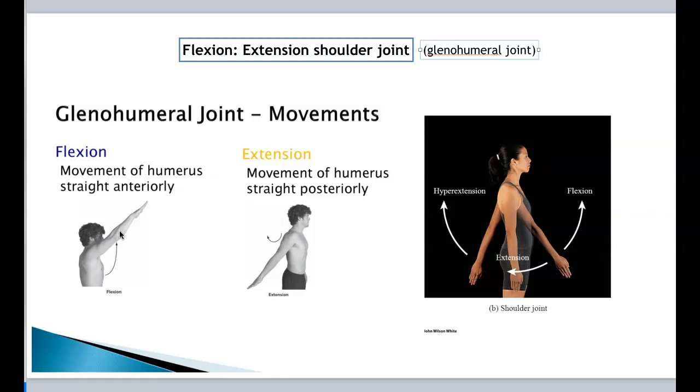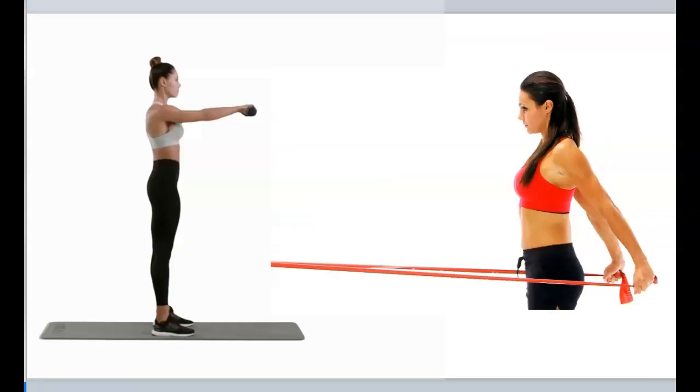And if that shoulder joint goes all the way straight back, that is extension. They're calling it hyperextension. Just call it extension. Technically what they're saying with hyperextension is beyond the anatomical position. But so flexion, extension. I think I have some other pictures to show you.